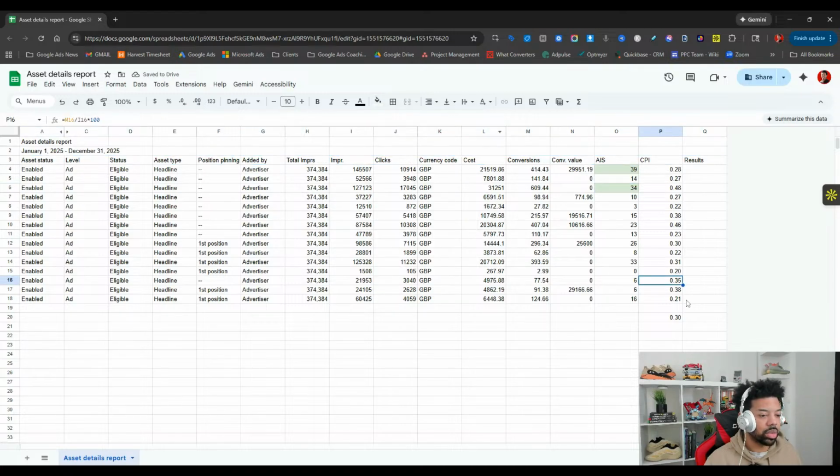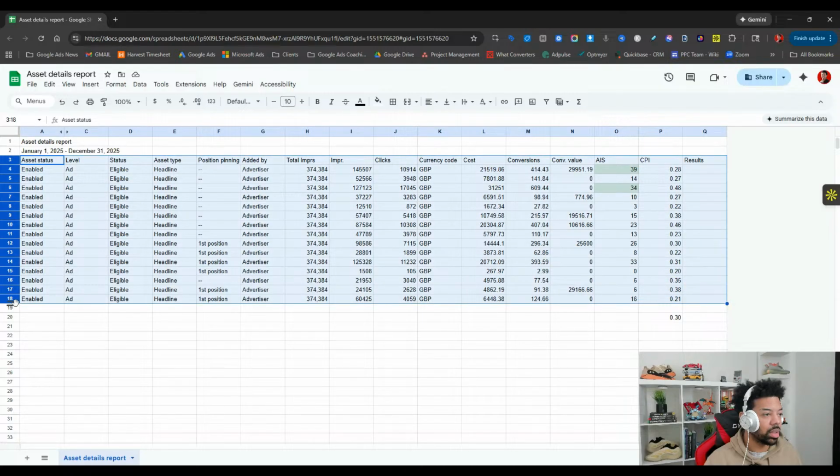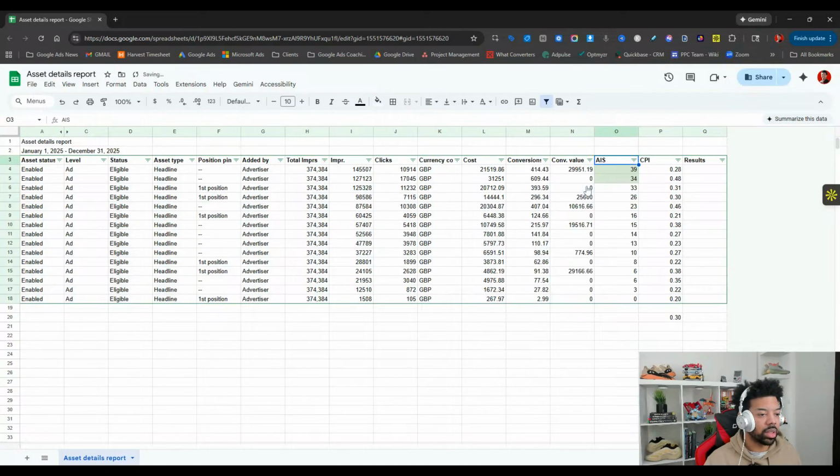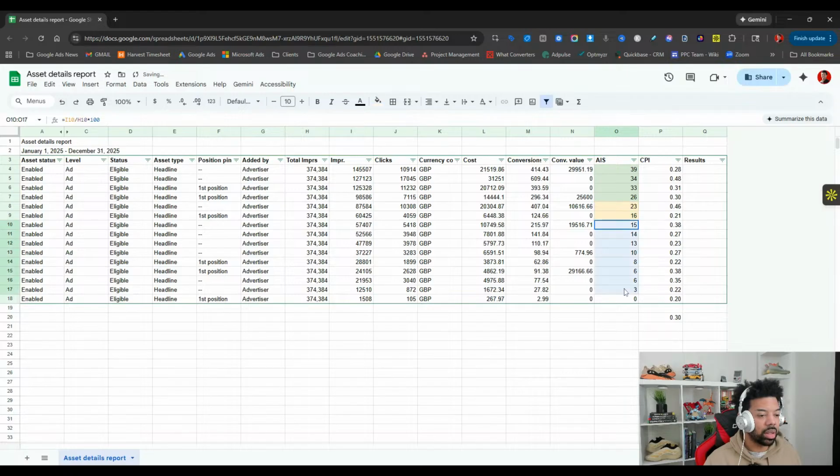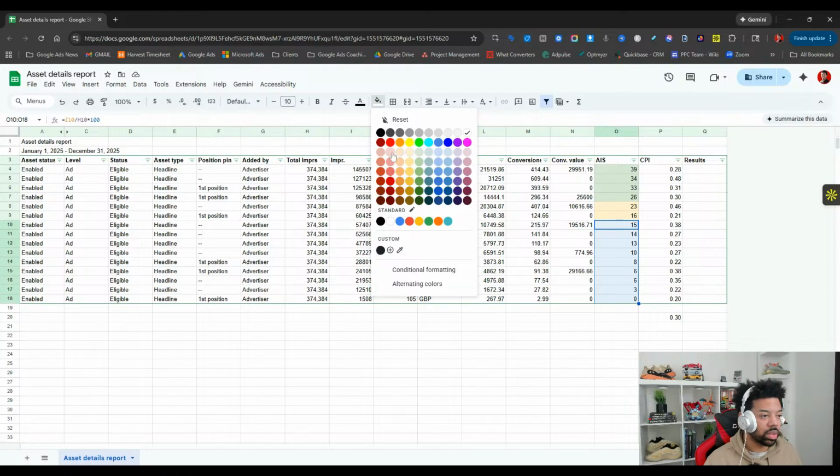I'll probably just do this, and then put it in, add a filter by top to bottom. And then all of these are good. These are okay. And then all of these are considered low impressions. So put red.